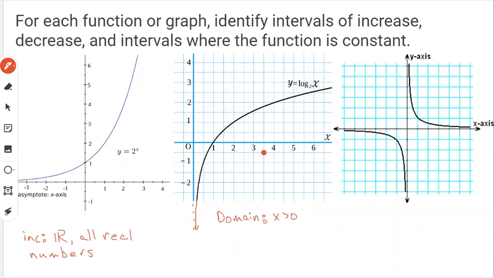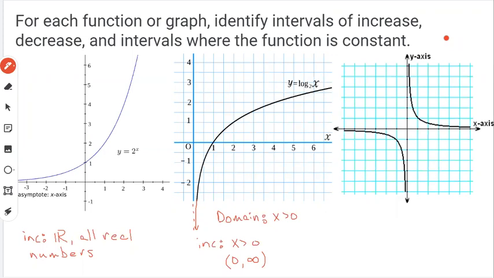We're identifying increasing and decreasing. So what is the function doing as it's going from left to right? It's going up. It's increasing, right? So we can say the function is increasing on x is greater than 0. Or in other words, we can say the function is increasing from 0 to positive infinity. And the function, if it continues going to the right, it's going to keep on going up. So we say the function is always increasing on its domain. Okay? So that is the logarithmic function.